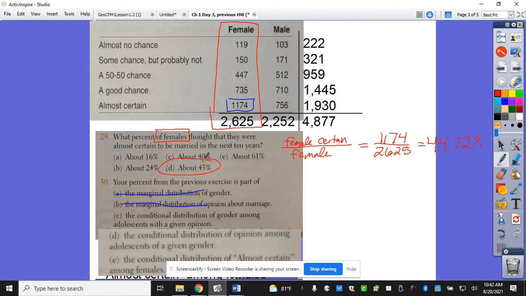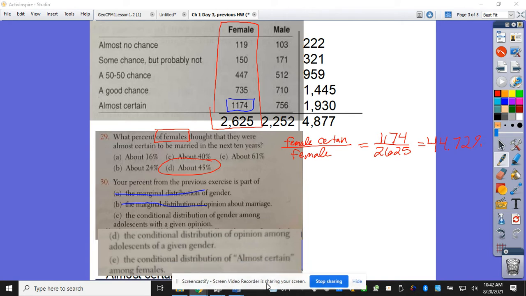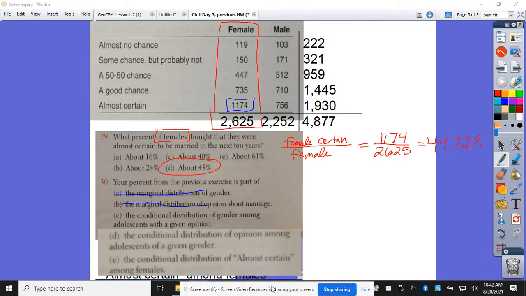Alright, so 30, and this continues off of the 29 being, I guess, an extension of what we did yesterday. Your percent from the previous exercise is, we know it's conditional. So it is a conditional, I want to see the way it's worded. Think about the way we write, when I did the graph, I just said conditional distribution of something separately for each. So this one would be the conditional distribution separately for each what?